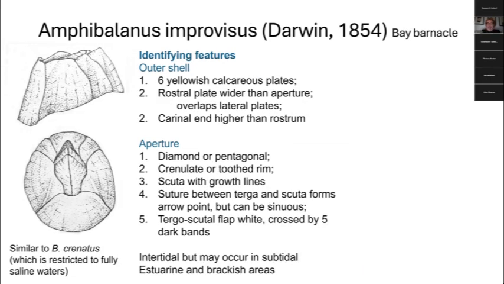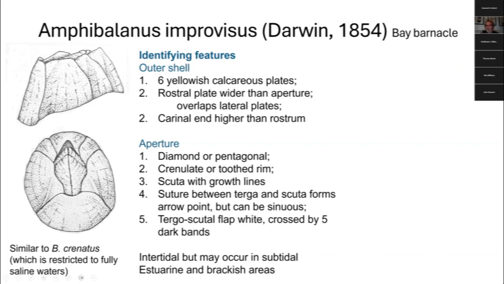And another Amphibalanus. This is the bay barnacle, another introduced species. Six calcareous plates, yellowish. Allegedly, this has a sort of yellowish tinge to the epidermis on the plates. And again, as a balanoid, it has a wide rostral plate here. It usually has a toothed rim in uneroded specimens, so you know that it's got teeth around the top. It has growth lines in the suture.